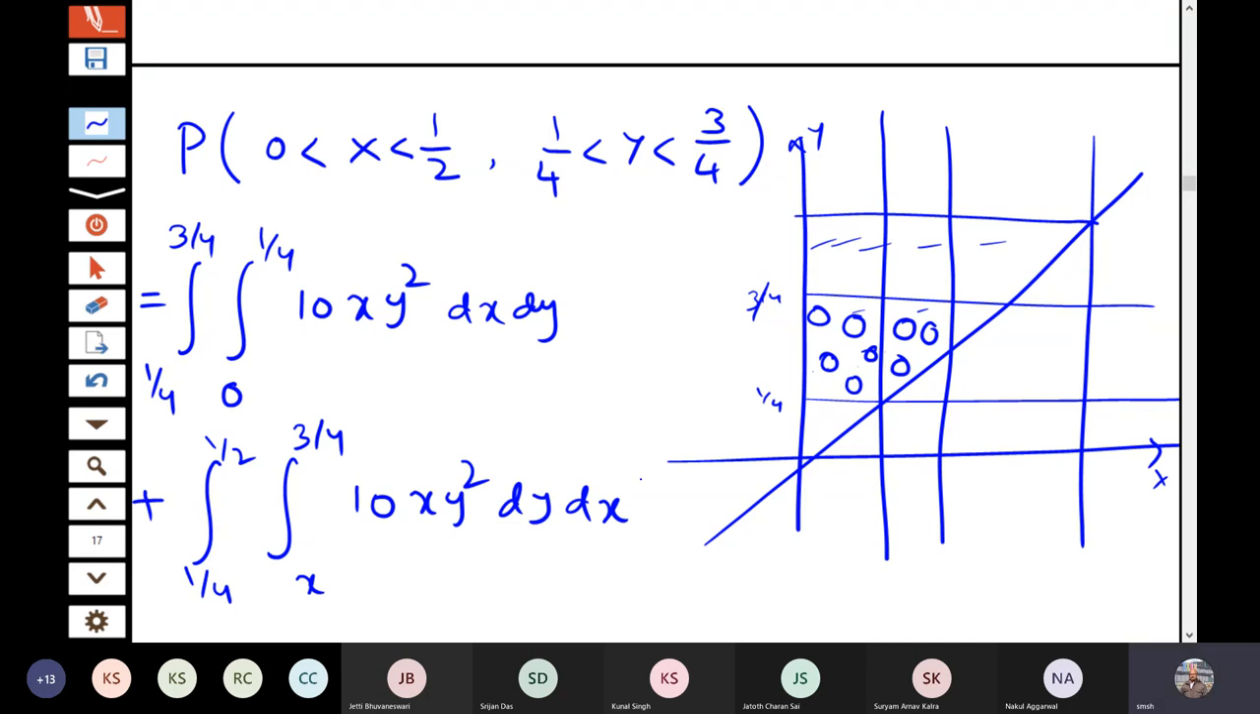Is this description of the region understandable to you? Yes, sir.